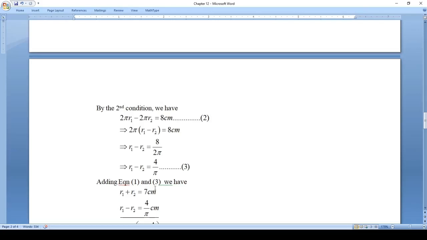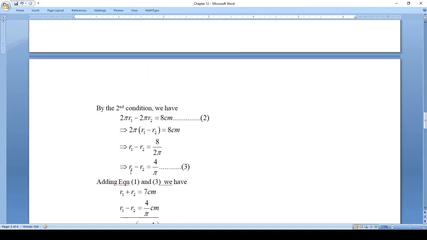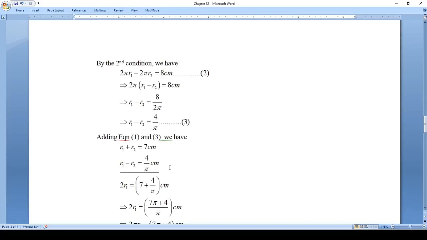Adding equation number 1 and equation number 3. Equation 1 is r1 plus r2 is 7. And number 3 is r1 minus r2 is 4 by pi. Adding these two together, r2, plus 1 and minus 1, will get cancelled. r1 plus r1 gives us 2 r1, equals 7 plus 4 by pi.